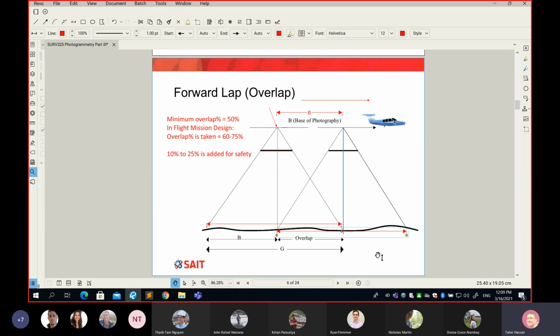Now I'm asking you, where is the overlap? You can see the overlap is simply labeled on my sketch as this number. So anything that shows on the first image and the second image, this is called the overlap area, okay?